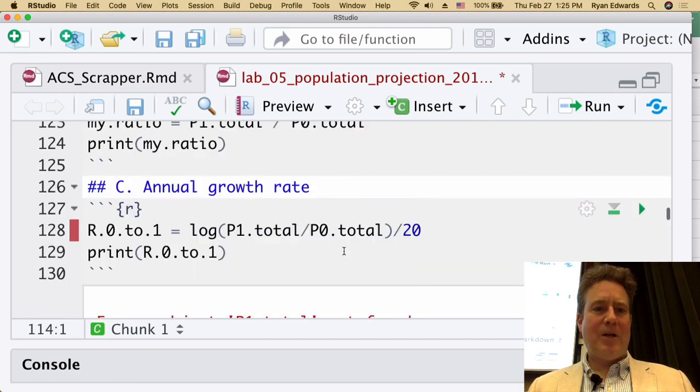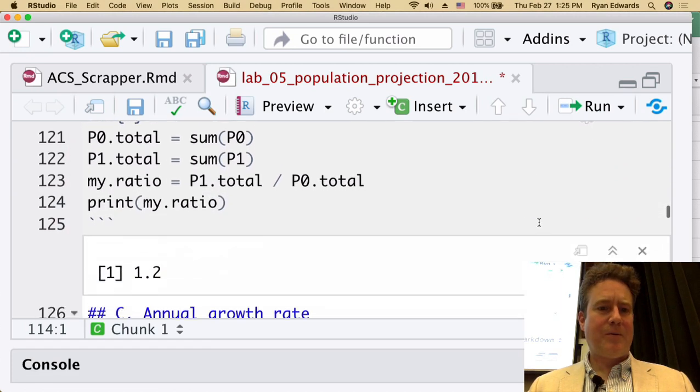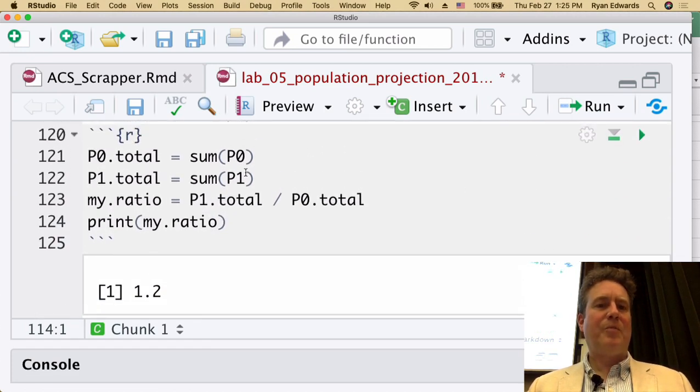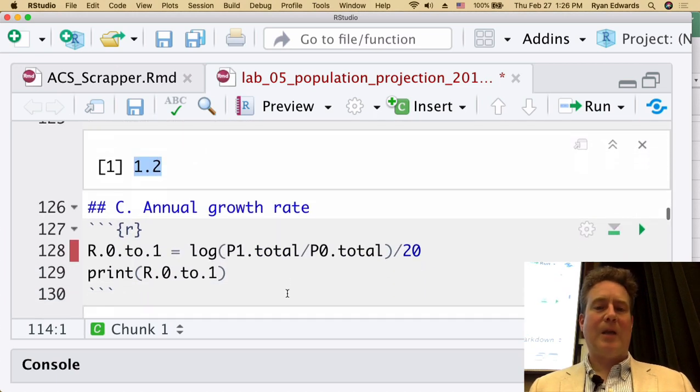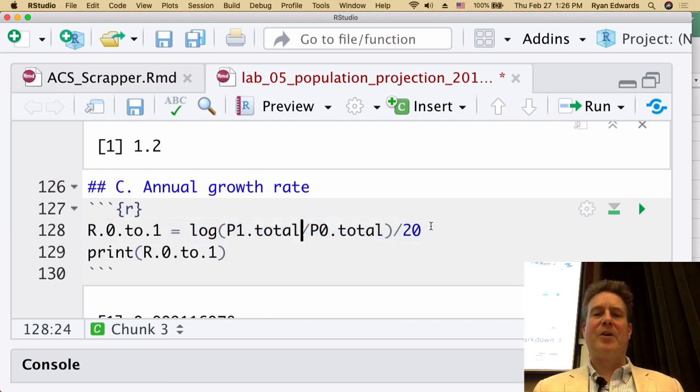All right, so here's our annual growth rate. Oh, I haven't clicked through everything I needed to up here. All right, so this is the ratio of the sum of the population in P0 to the sum of the population in P1. So it's telling us the coefficient right now. It's the total growth that we're getting. It's not really the equivalent of the eigenvalue. And then if you want to take the annual growth rate and compute it, it would be this code right here. We're calling this new variable R0 to 1, and it's the log of the ratio of these two population values divided by the number 20.